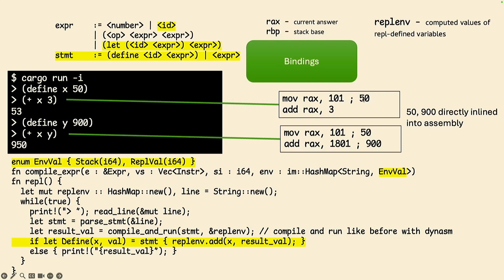And it's actually 101. I just put the comment 50, but I was being faithful to the representation of 2n plus 1 here. But we can directly inline the value 101 for X in this plus expression, and directly inline the value 101 for X and 1801 for Y when we do the second expression. So we can literally take the values of those variables and stick them in, like some kind of constant propagation, but it's from a calculated value. So the generated assembly here can directly inline known earlier REPL values.